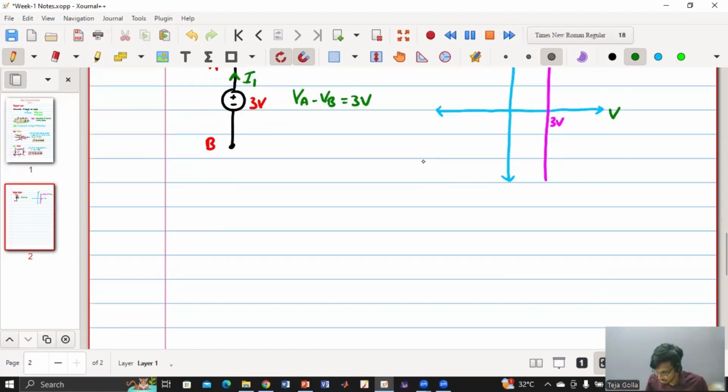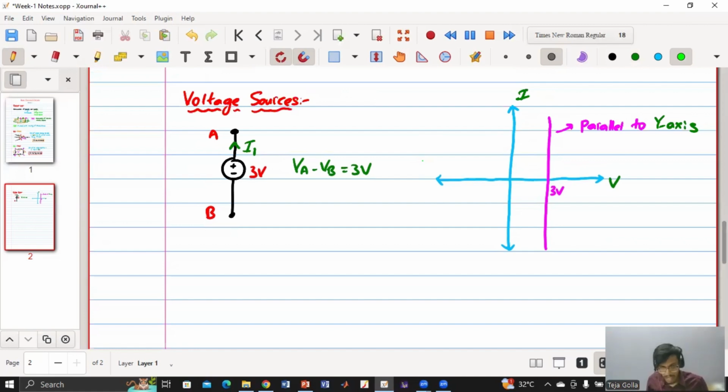Now if you go to current source, these are analogous to each other. Voltage source means the voltage is constant, current source means the current is constant.